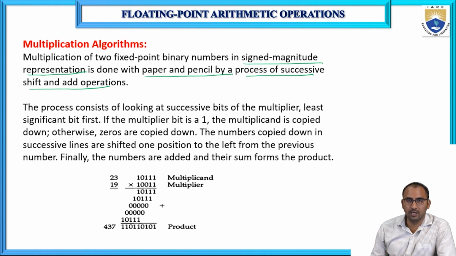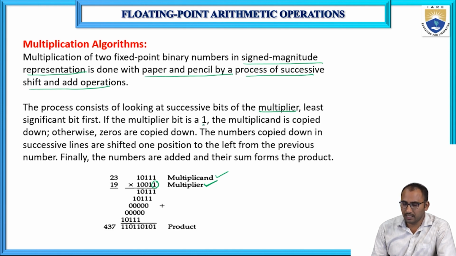How are we doing it with decimal numbers? This is similar. The process consists of looking at successive bits of the multiplier. Here we have two numbers to perform the multiplication. One is a multiplicand and another one is a multiplier. First we have to look into the bits of the multiplier, the least significant bit first. In that multiplier, what is the least significant bit? This is the least significant bit.